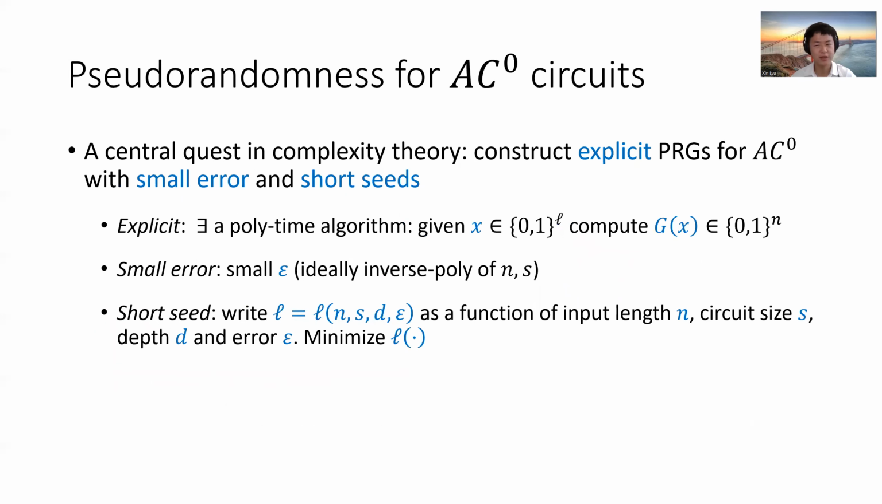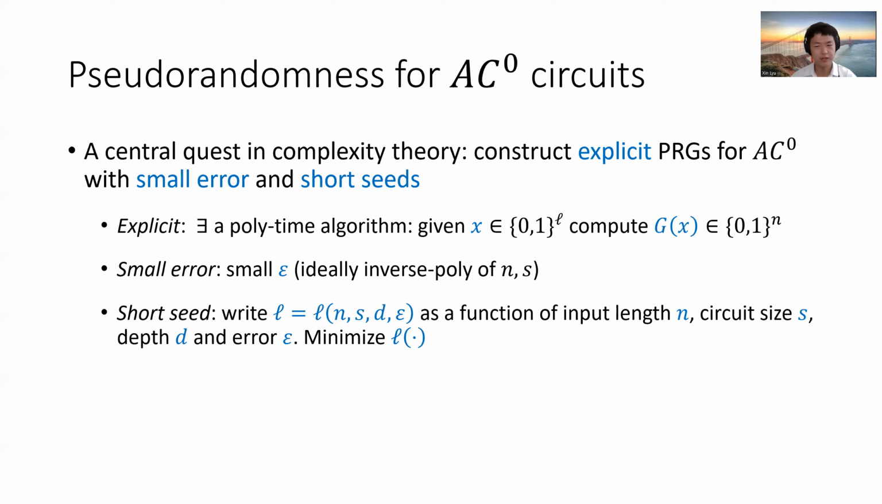We consider pseudo-randomness for AC0 circuits. This is a central task in complexity theory. People have been working for decades to construct explicit PRGs for AC0 circuits with small error and short seeds. Here, by explicit, we mean there is a polynomial time algorithm, which, given the random seed x, should be able to compute the output G of x efficiently. We want the PRG to have small error, ideally inverse polynomially small in the length n and the size s.